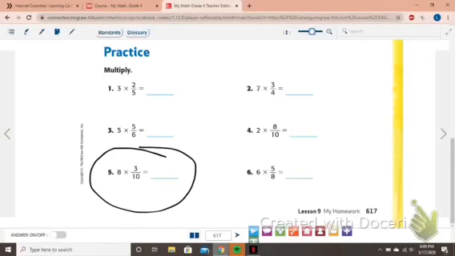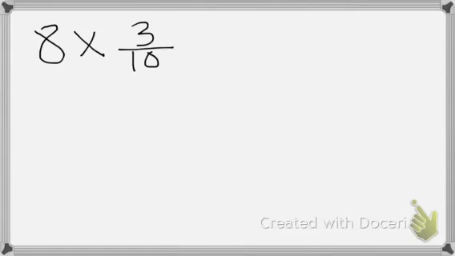Okay? So there are 2 ways of doing this. First of all, there's knowing what multiplication is. It's 8 times 3/10. So you're going to take 8 of those 3/10. So, on a separate sheet of paper, here I go. 8 times 3/10. Let's do it. So we have 8 times 3/10. So what is that going to look like?